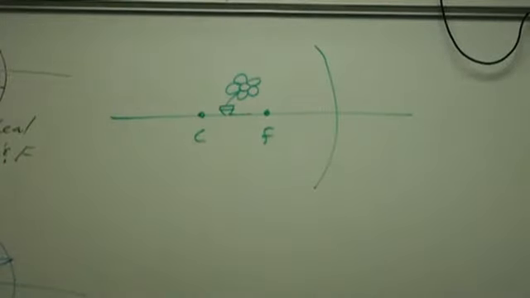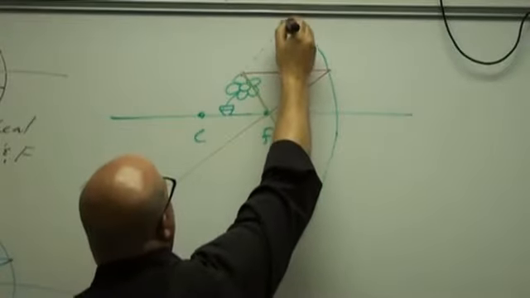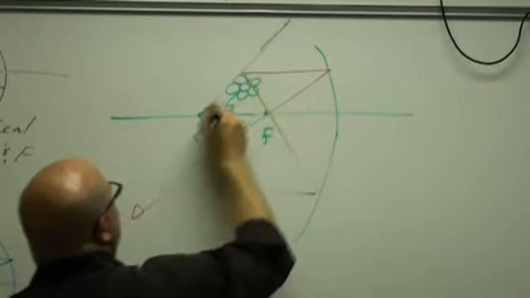Okay, what's our third ray we can draw? By the way, could we quit right there? Yes. We certainly could quit right there. I'm going to draw the third one just because. The third one should go from this point and line up with the center of curvature. Okay, so it should go like this, line up with the center of curvature, come up here, hit the mirror, and then bounce straight back.